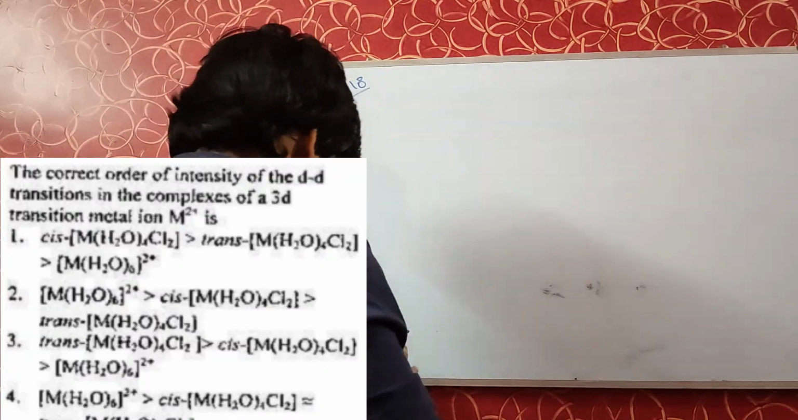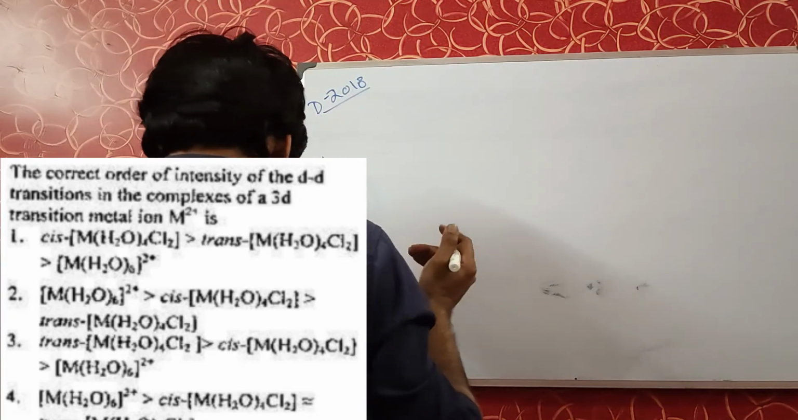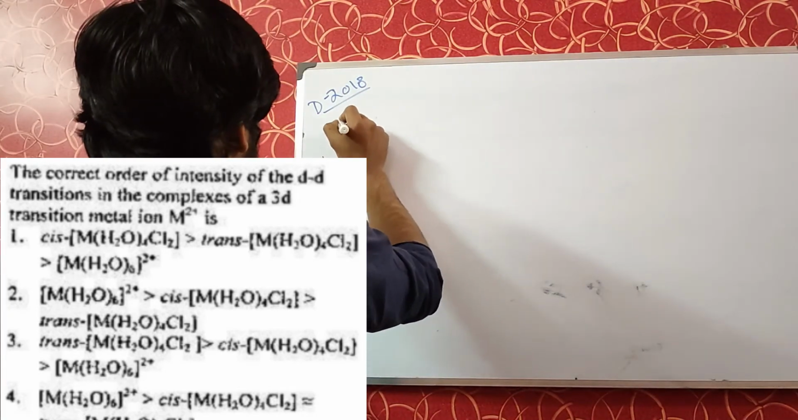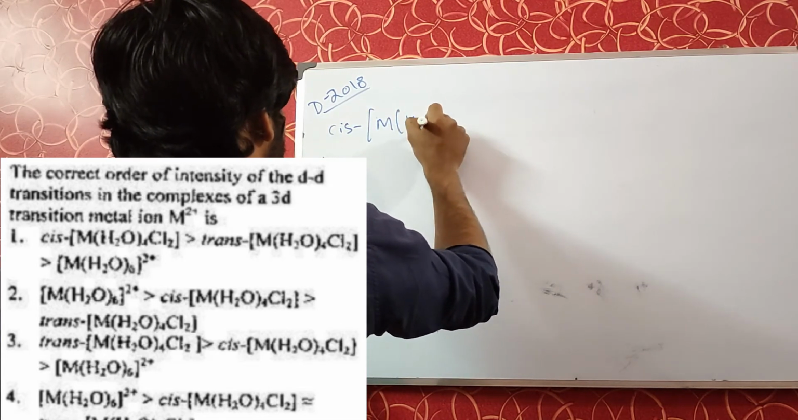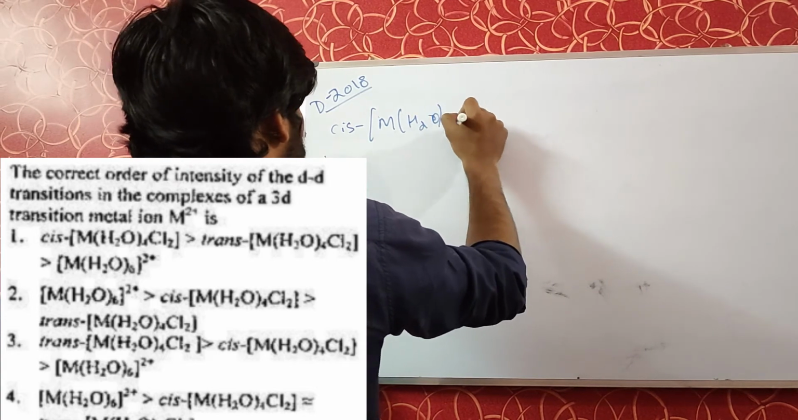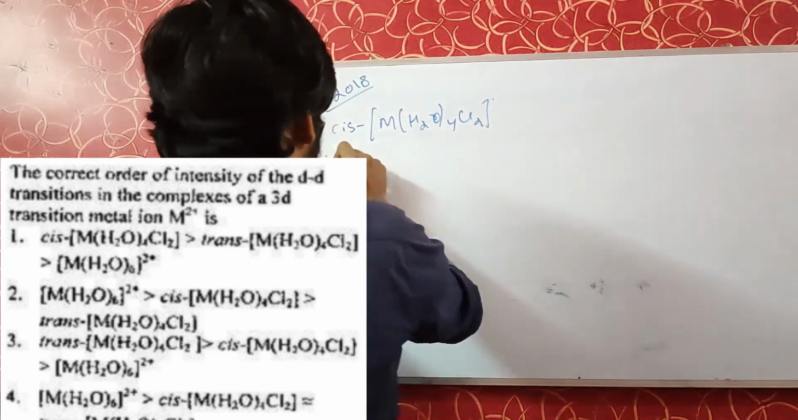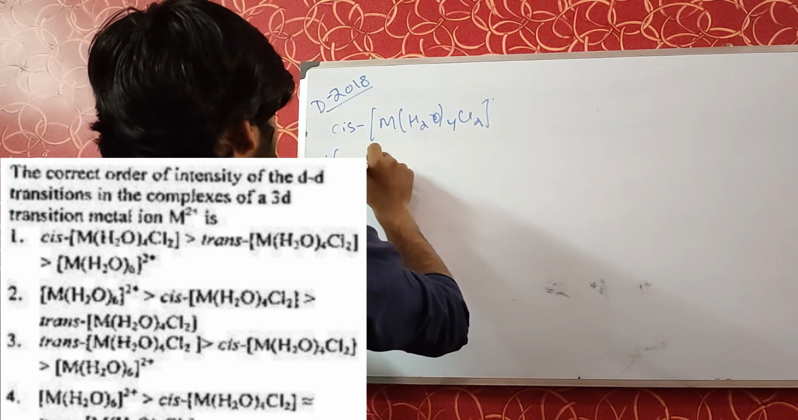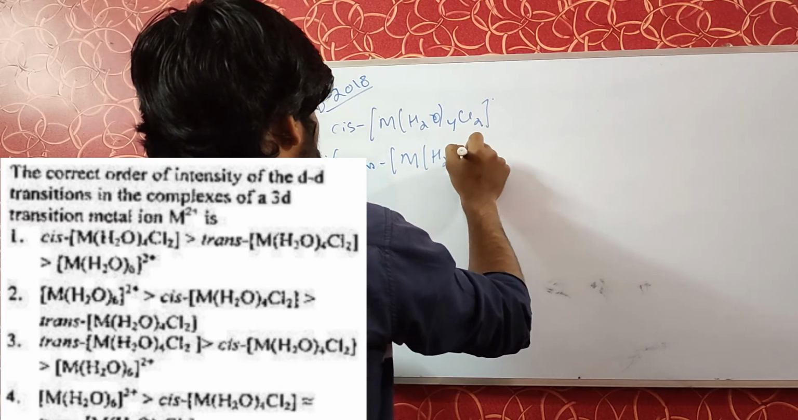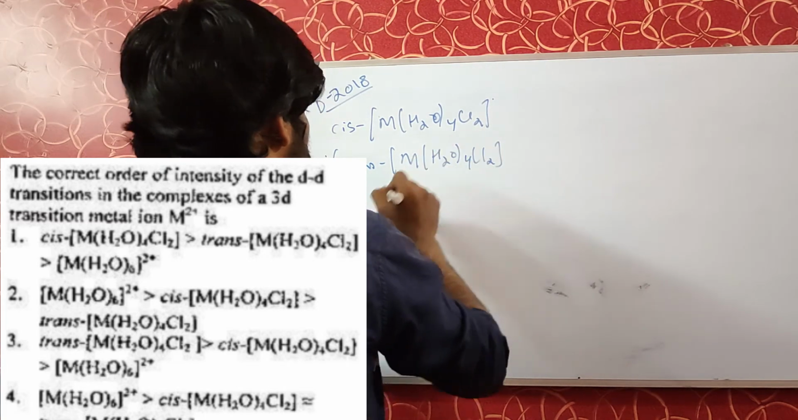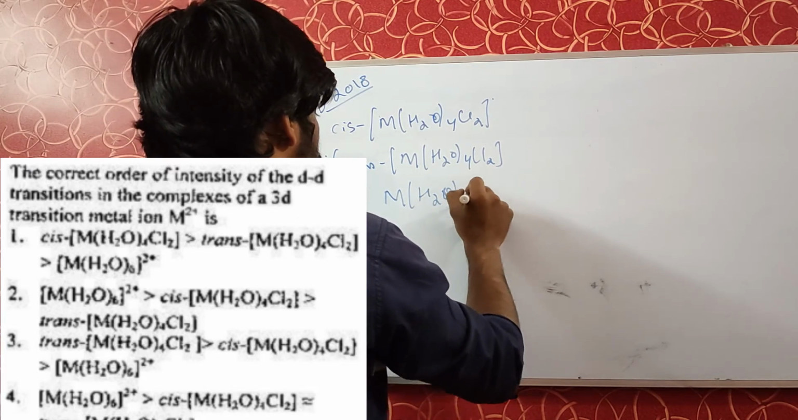The question says the correct order of the intensity of the DD transition in the complexes of 3D metal ion M2+. What are the complexes you have? Cis-[M(H2O)4Cl2], trans-[M(H2O)4Cl2], and then you have [M(H2O)6].